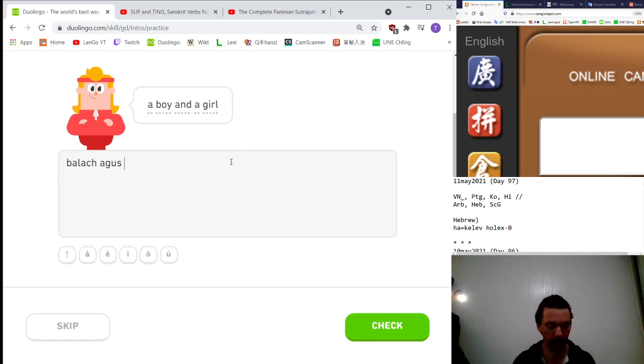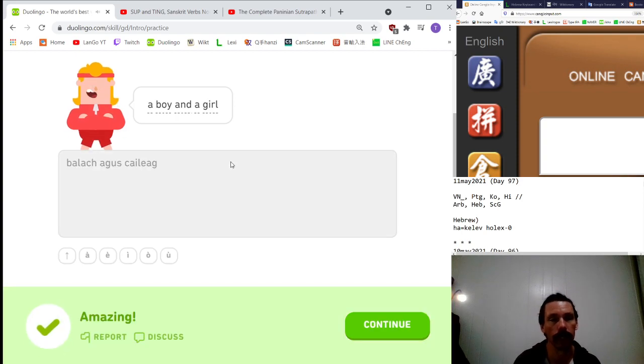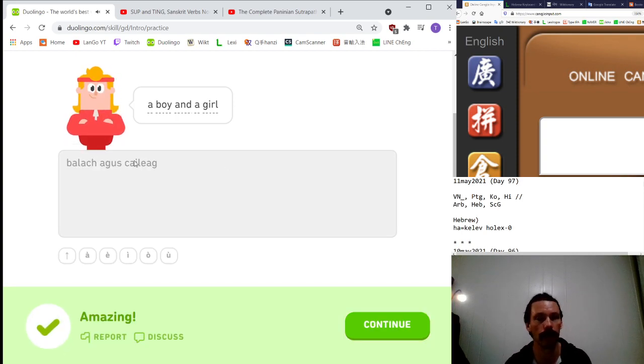Kaliak. The I and the E to palatalize. Show palatalization. Kaliak. So it's got G and L like girl in the opposite order. Gel. Gel for girl is kind of a compromise between that and this Celtic word.